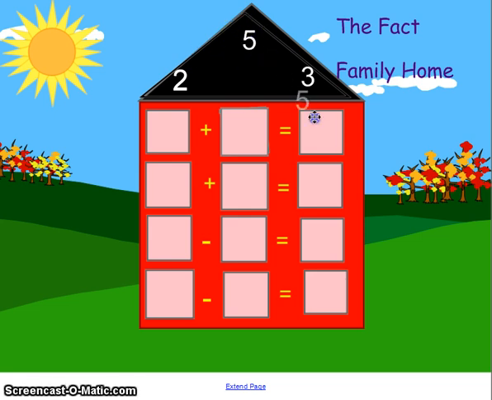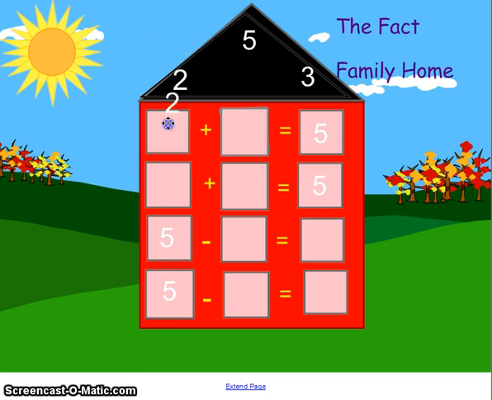So we would take our 5 and we would place it here, and we would take another 5 and we would place it here. Now when we move down to subtraction, we take the biggest number and we put it at the beginning. So we would put a 5 here and we would put a 5 here. Once we've placed our biggest numbers at the end for addition problems and at the beginning for subtraction problems, the rest of the numbers can be plugged in any spot.